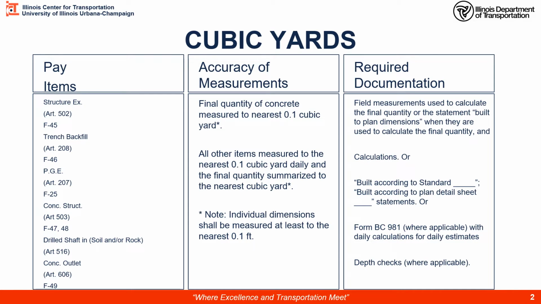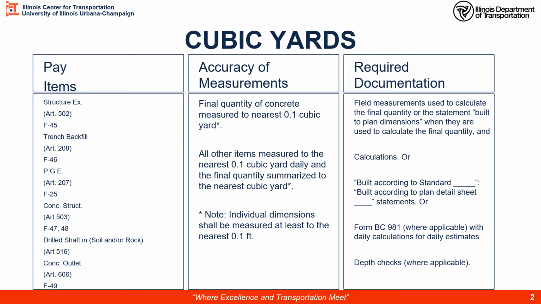There are a number of pay items that are paid for by the cubic yard, such as structural excavation, trench backfill, porous granular embankment, concrete structures, drilled shafts, and then concrete outlets. Anything to do with concrete is measured to the nearest tenth of a cubic yard. For pavement, individual dimensions are to be at least to the nearest tenth of a foot.